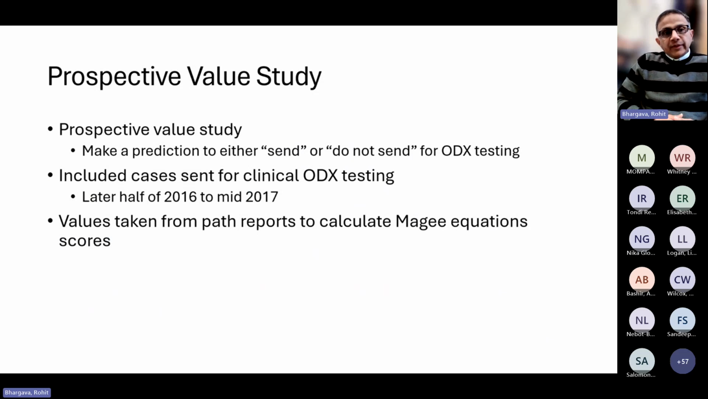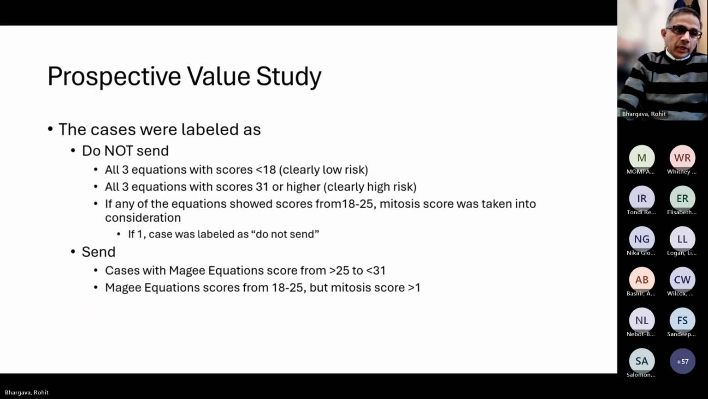an estimate whether it will be low risk or high risk, but do it in a prospective fashion. So in this prospective value study, we made a prediction to either send the testing or do not send the testing. Regardless of what we said, send or do not send, all cases were sent for clinical Oncotype DX testing because they were requested by the oncologist. Values were taken from the pathology reports to calculate Magee equation scores. We did not alter any of the values because we wanted to see the impact in a real world practice.